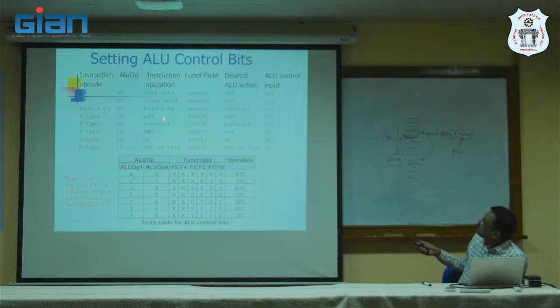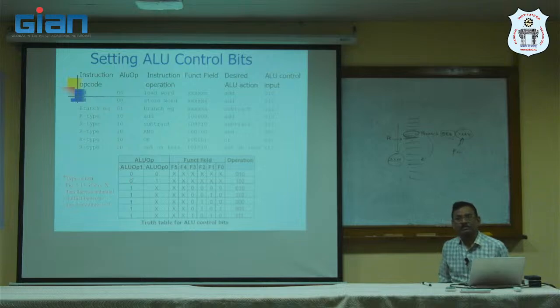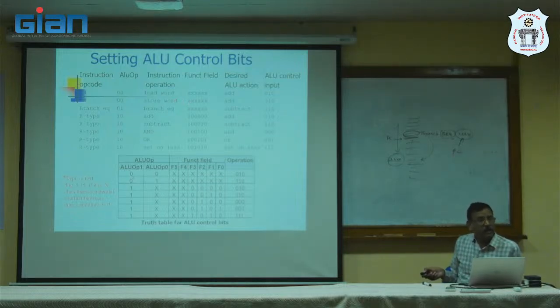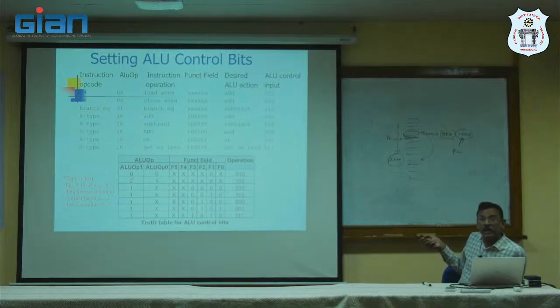Then the instruction operation and the functional field: load word, store word, branch on equal, add, subtraction, AND operation, OR operation, set on less than. This is the 6-bit functional field. For load word and store word there is a don't care in the functional field, because the addition is the internal operation of load word and store word. Similarly, we are doing subtraction, but that is the internal operation of the branch instruction. That's why there is no separate functional field; it is don't care. But these are the functional fields for all R format instructions.